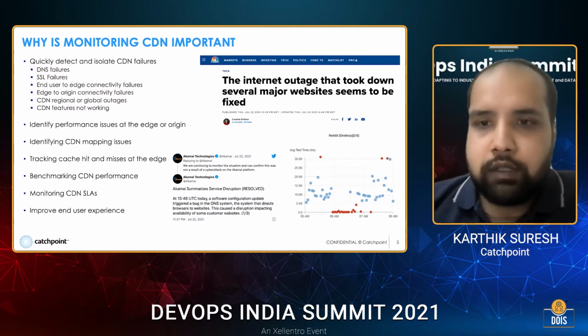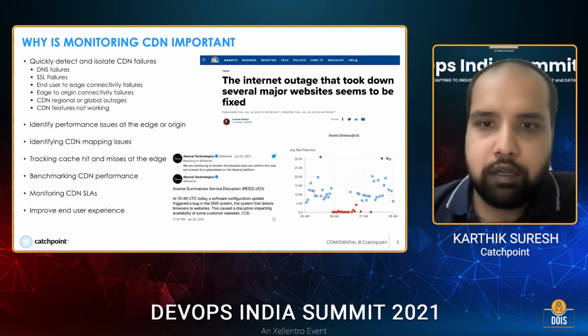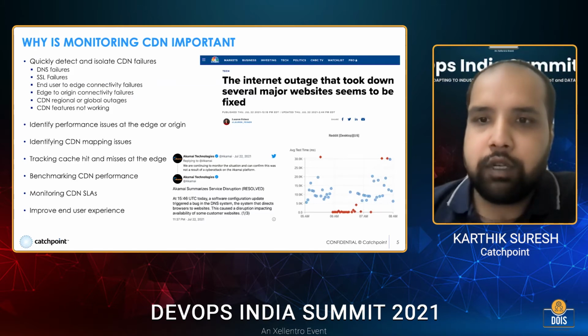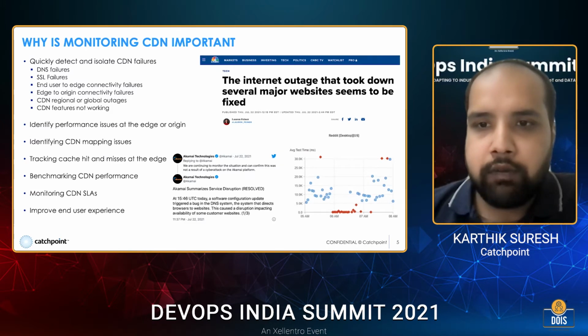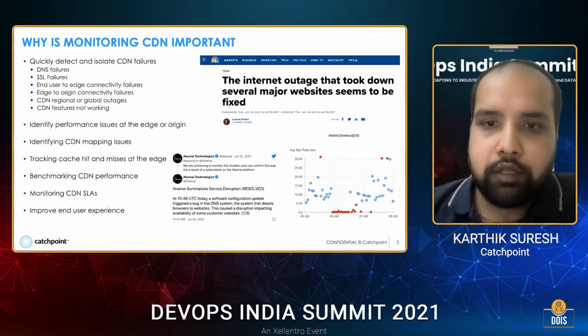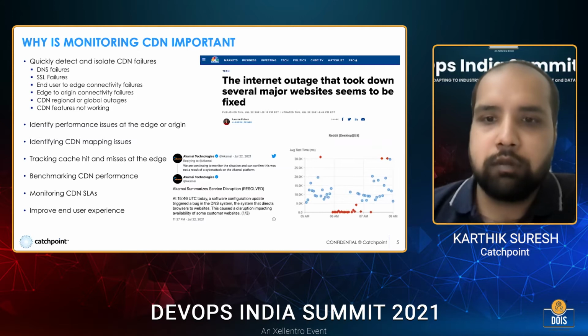Some organizations that were monitoring their CDN were able to detect and isolate CDN issues faster. This allowed them to take appropriate actions such that their end users were not impacted by CDN outages. Some common failures in CDNs include DNS and SSL failures, last mile or first mile connectivity failures, performance delays, and cache misses at the edge. So monitoring a CDN becomes important to detect all of these failures and mitigate them as early as possible.